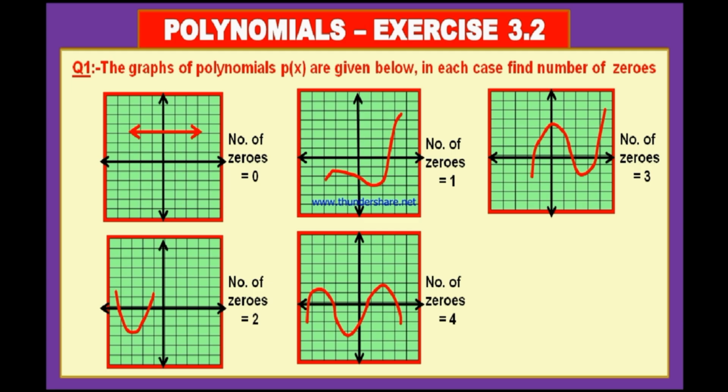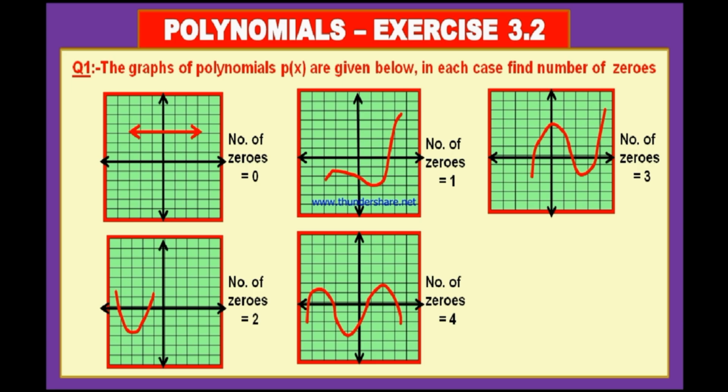I shall try to explain why the number of zeros is equal to the number of points at which the curve intersects the x-axis. The reason is, at this point of intersection on the x-axis, for any point on the x-axis, can you say what is the value of the y-coordinate? Yes. For any point on the x-axis, the y-coordinate is always 0. That means y equals 0 is the equation of the x-axis.